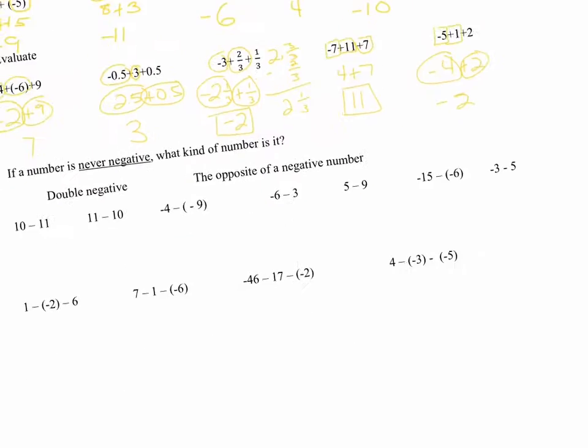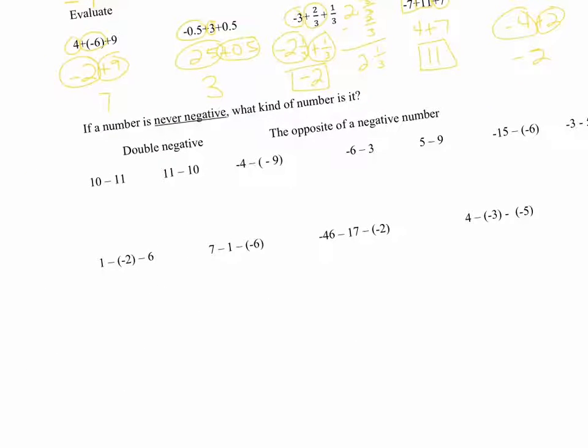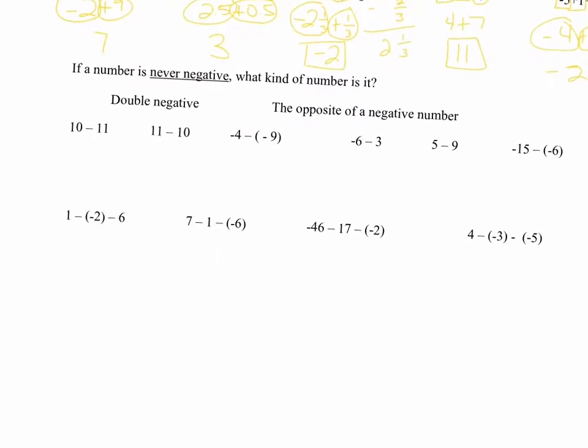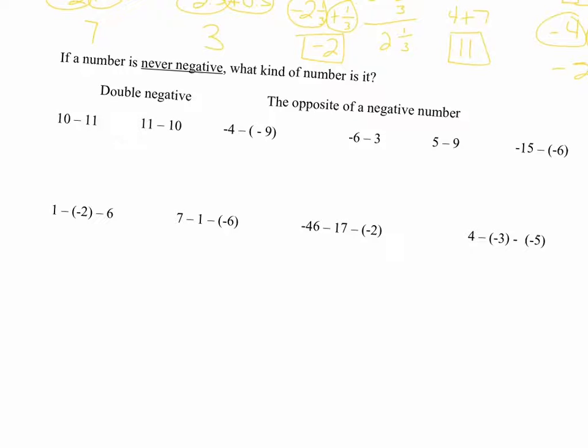Alright. Okay, so if a number is never negative, what kind of number is it? Is it a double negative? The opposite of a negative number. So if it's never negative, what number is it?